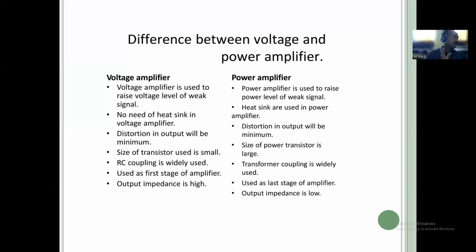Both do the big signal amplification, but the area covered for a voltage amplifier should be a small area. For a power amplifier, it should be a large area. To increase the largest strength, we have to use the power amplifier. To increase the smallest strength, we have to use the voltage amplifier, right? No need of a heat sink in a voltage amplifier.